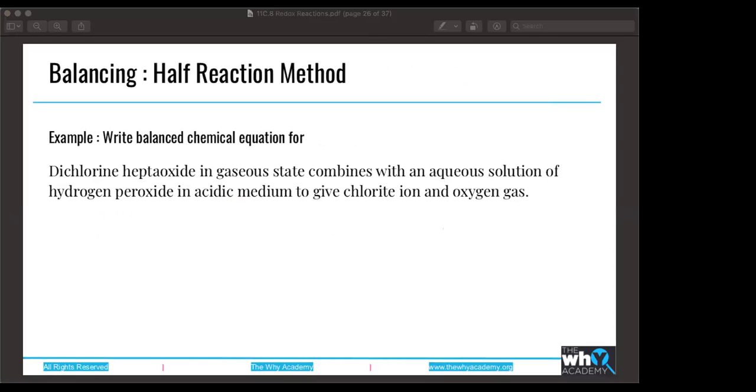So just note down the skeletal equation. What is heptaoxide? Hepta, figure it out. What do you mean by 7? So dichlorine heptaoxide would be Cl2O7.